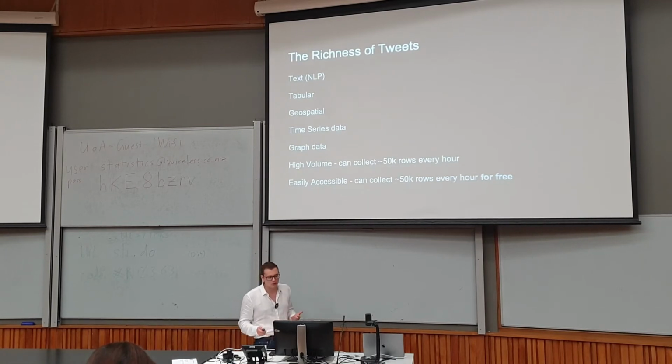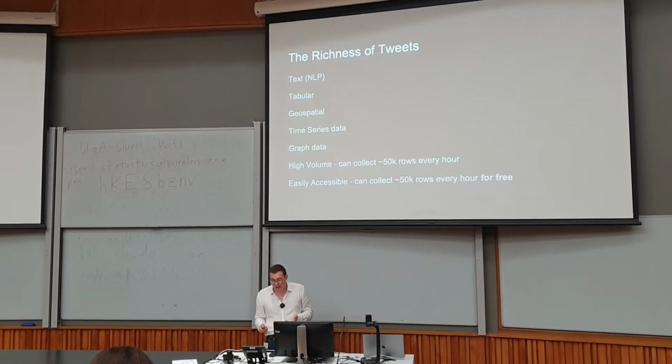Why tweets? Well, tweets are pretty rich. So text data, tabular data, geospatial, like if you choose to add your GPS coordinates to your Twitter data, some people have that. It's time series, it changes over time, it's all time stamped. Graph data, you can see relationships between users and stuff. So it really spans most forms of modern analysis, and it's also high volume and easily accessible. So you can get about 50,000 rows every hour for free.